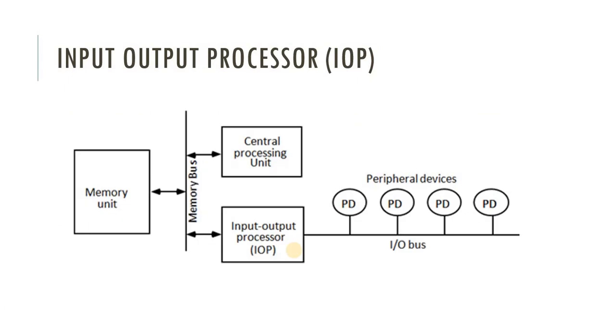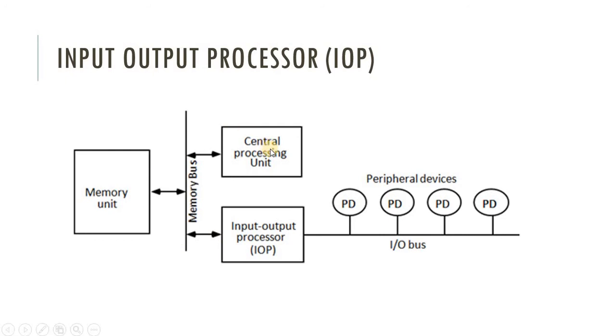This is the block diagram for the IO processor with the CPU. Here this is the memory unit, this is a memory bus, and with this bus the memory unit, CPU and the input-output processor are connected. With the input-output processor, multiple peripheral devices are connected with the IO bus. Here PD 1, 2, 3, 4. Suppose in this figure there are 4 peripheral devices connected. It can be anything: mouse, printer, keyboard, monitor, anything. So this is the basic block diagram.